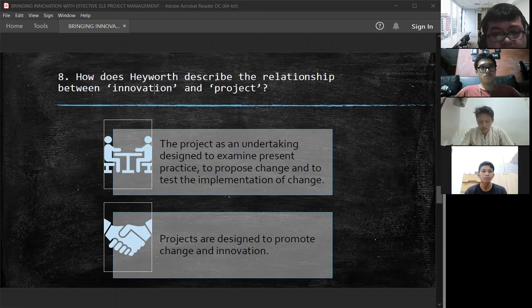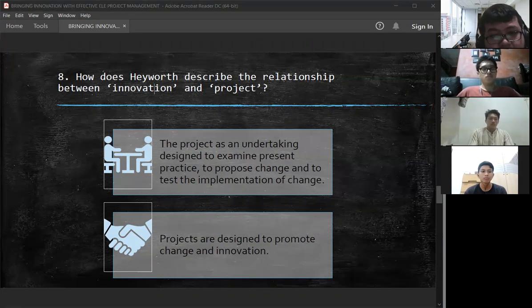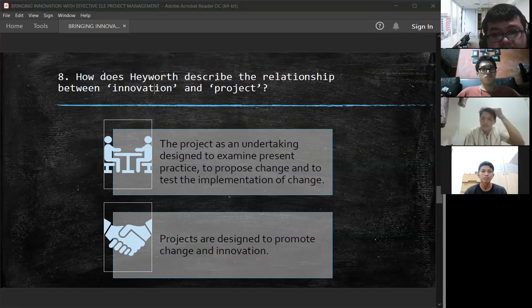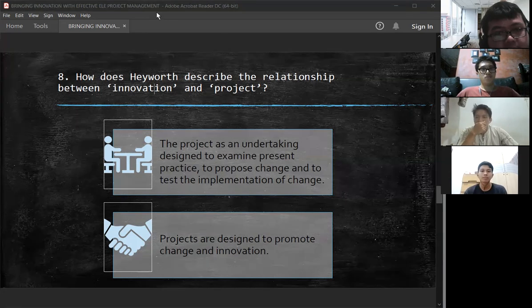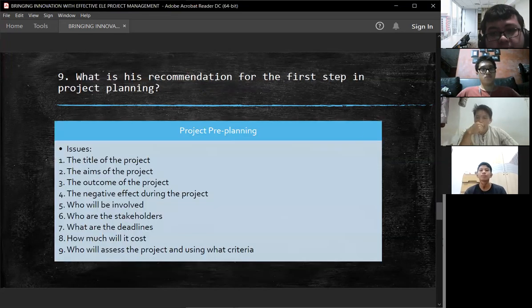They provide opportunities to test possible innovation in a protected environment without taking the decision to change established practice until it can be shown that the new ideas work. Next, we have the question: what is his recommendation for the first step in the project planning?